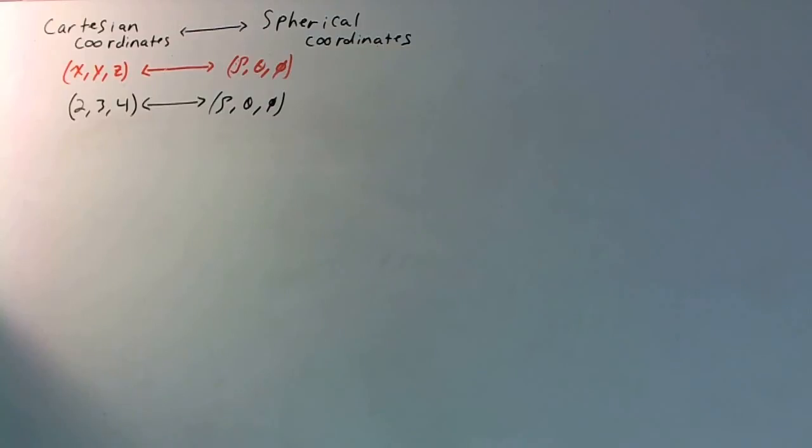All right, so let's do an example. Consider the point (2, 3, 4) in Cartesian, and say we want to convert that to spherical coordinates. So basically what we would do is remember the equations that we derived previously.